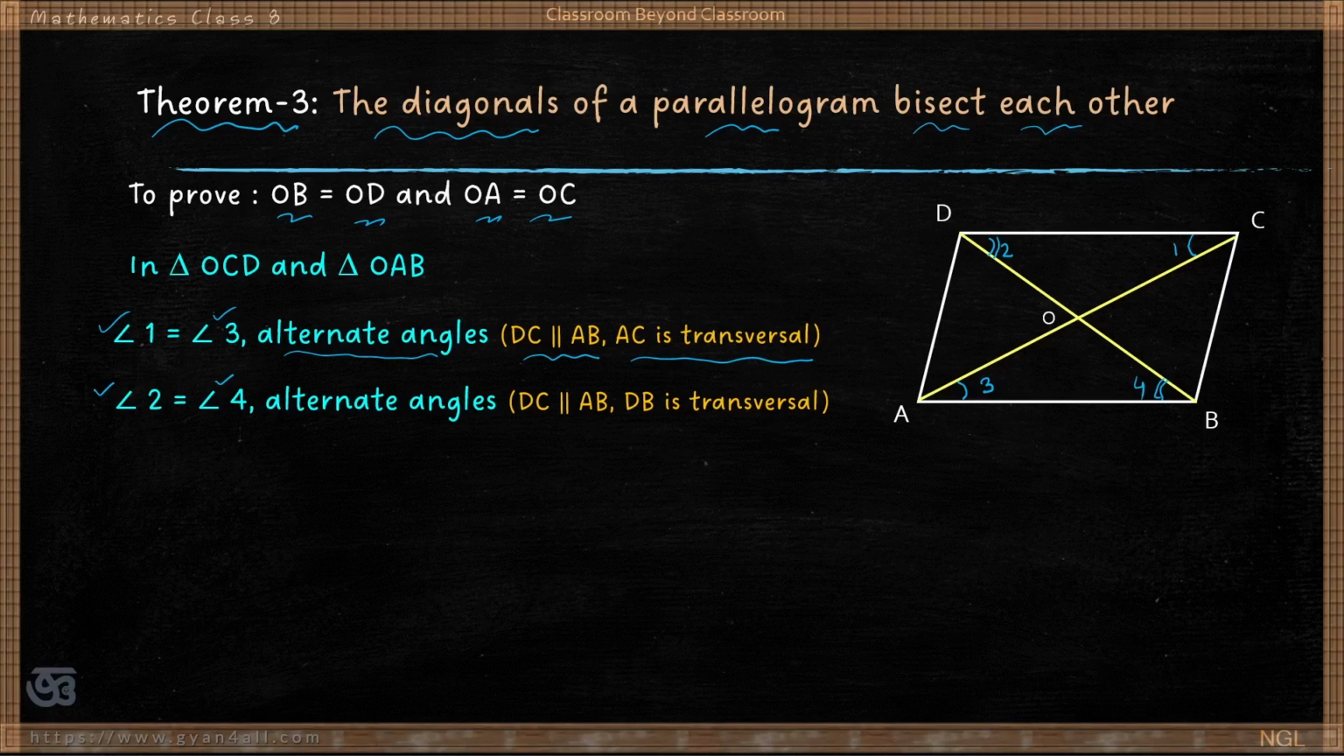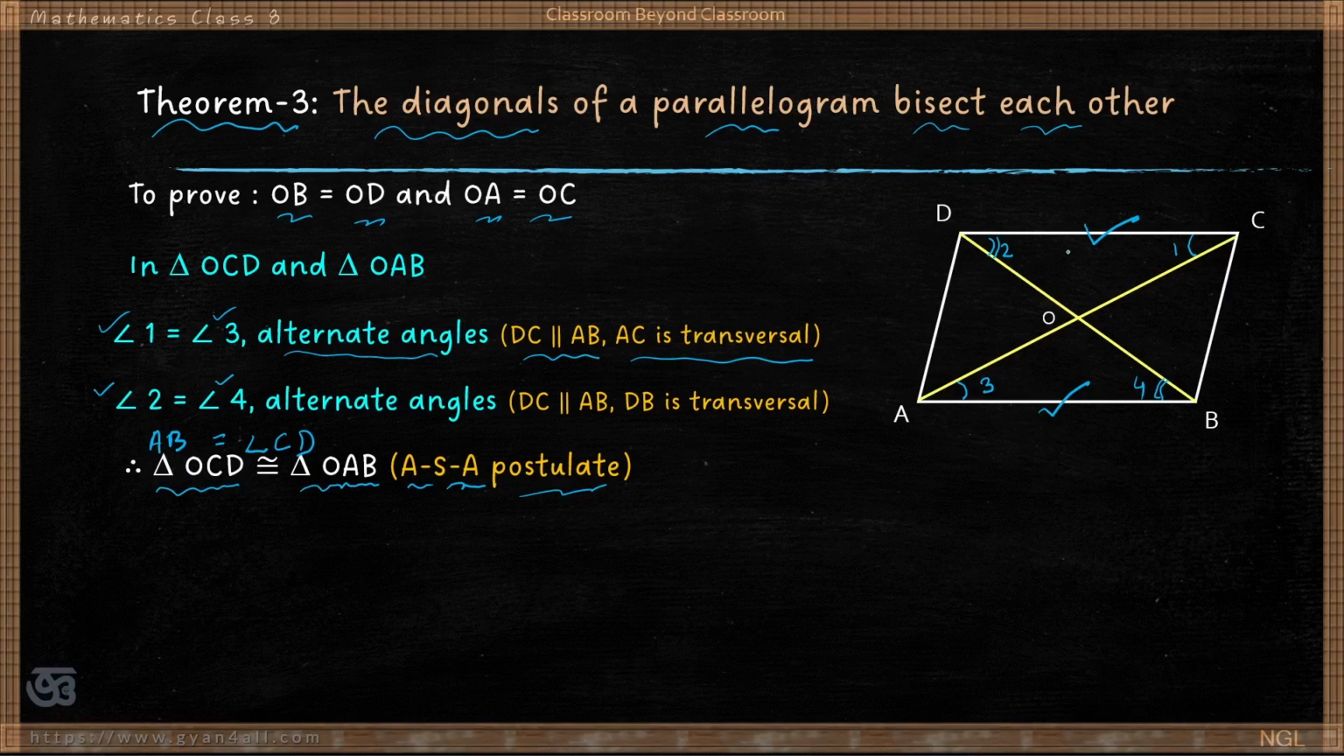Two angles we get. Now about the sides. We know that in a parallelogram, according to Theorem 2, opposite sides are equal. So side AB is equal to side DC. So two angles are equal and one side is equal, and this postulate is again the angle side angle postulate, and therefore triangle OCD is congruent to triangle OAB. So both these triangles are congruent triangles.